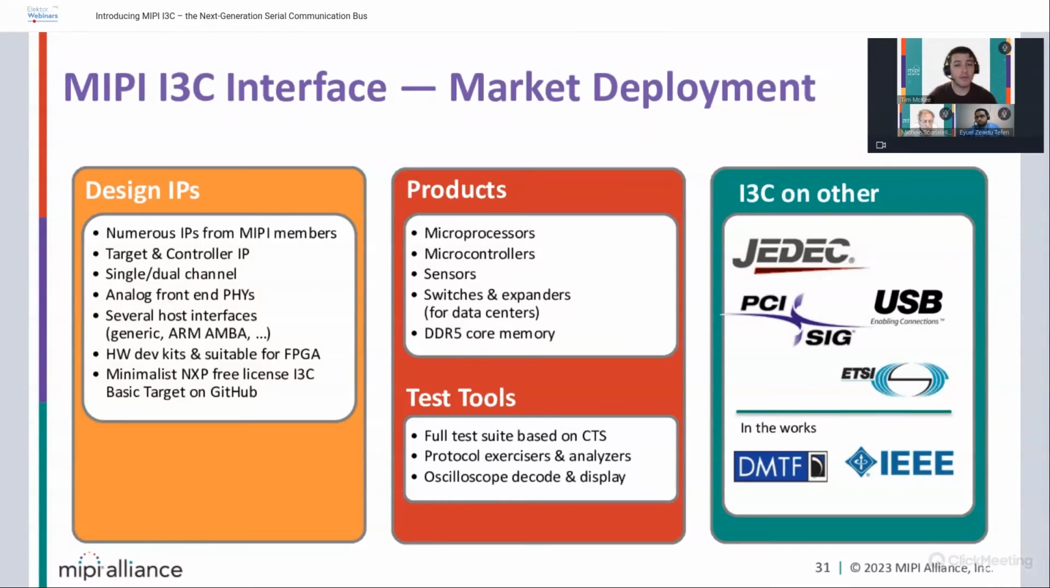I3C is working with other groups like JEDEC, PCI-SIG, ETSI. We're in the works with organizations like DMTF and IEEE. And from the product standpoint, you can see we're working all over the place, from microprocessors to sensors to DDR5 core memory. If anyone's familiar with memory, the SPD or sideband bus from JEDEC is built on top of I3C, and so we've had some great collaboration there with the JEDEC community, and then tons of different IPs available as well.